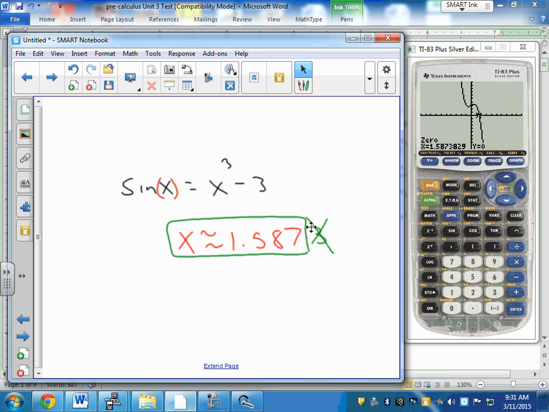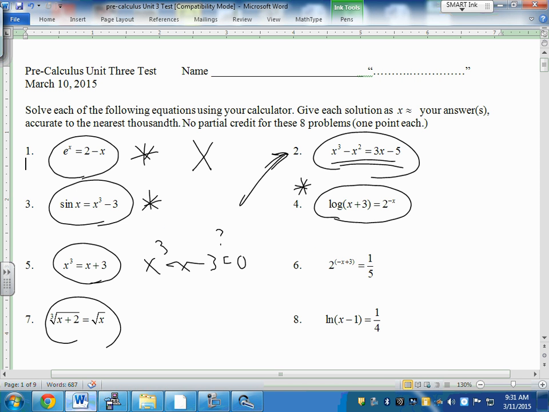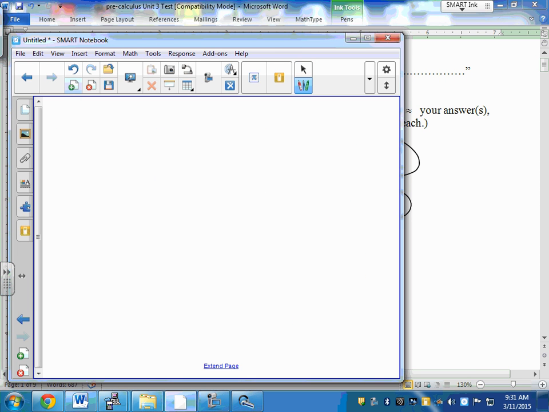Okay, 4th one. Here's the 4th one in my sample test. It's a log. This is base 10, a common log. Solve log base 10 of x plus 3 equals 2 to the negative x. Even though we've done a unit on logarithms and exponentials, this cannot be done by hand. You're going to have to do the approximation.